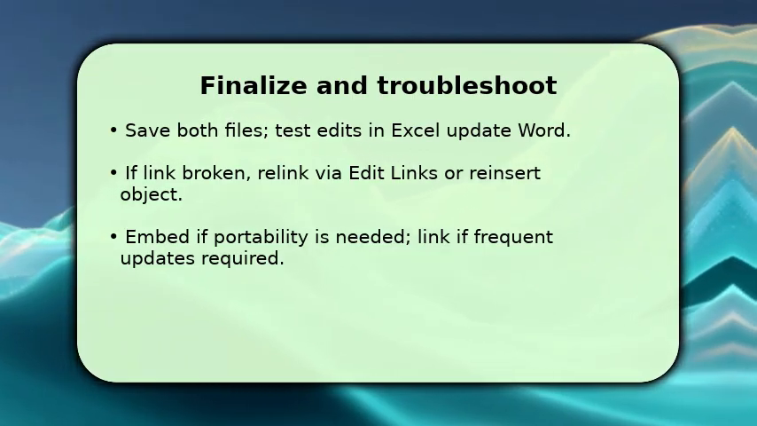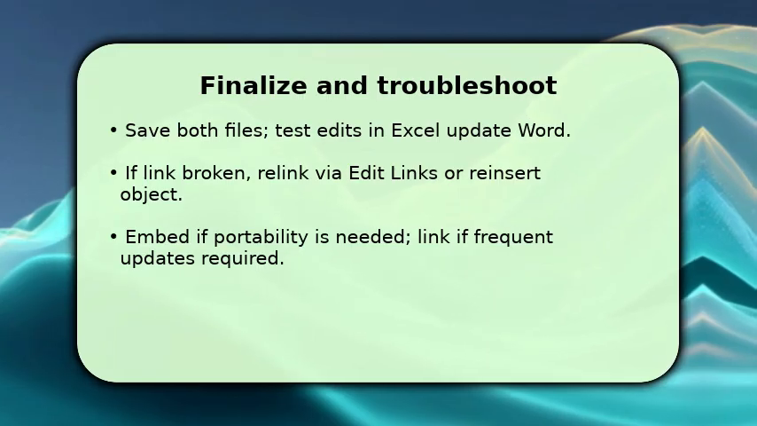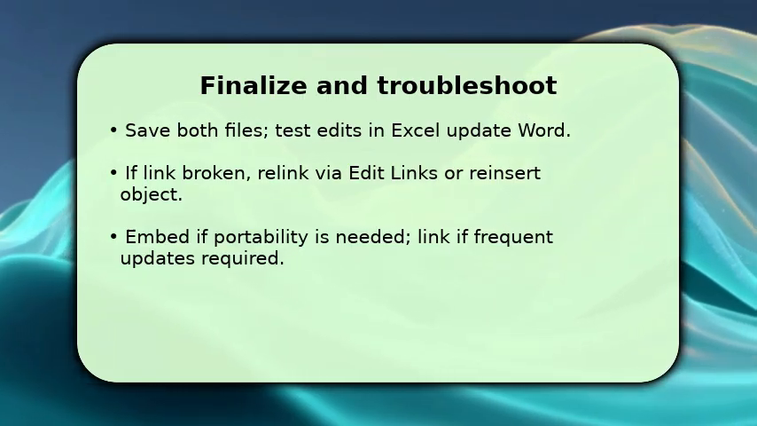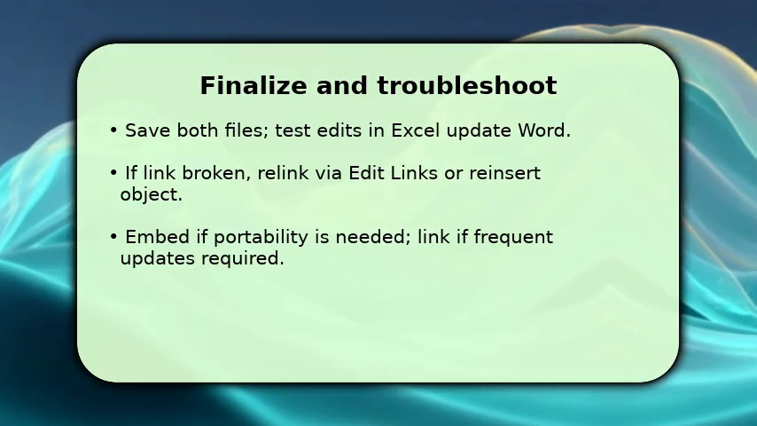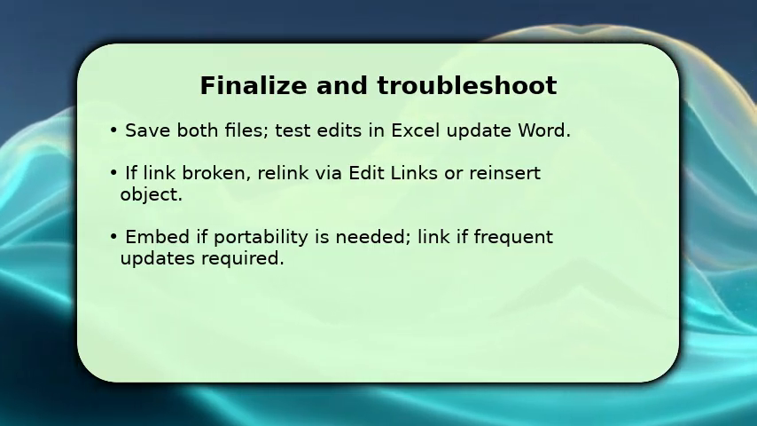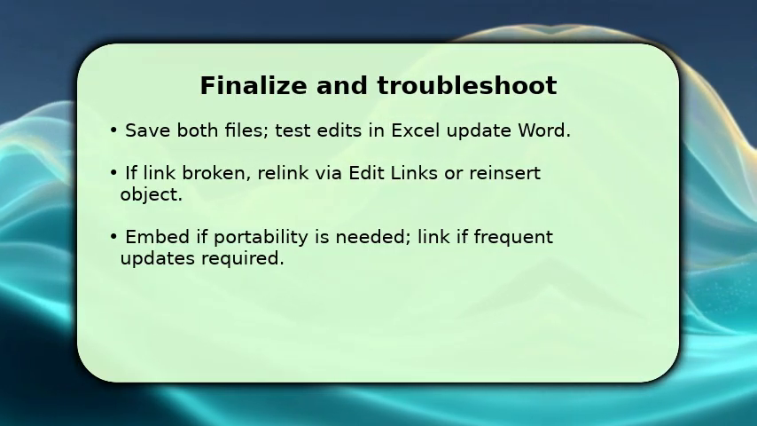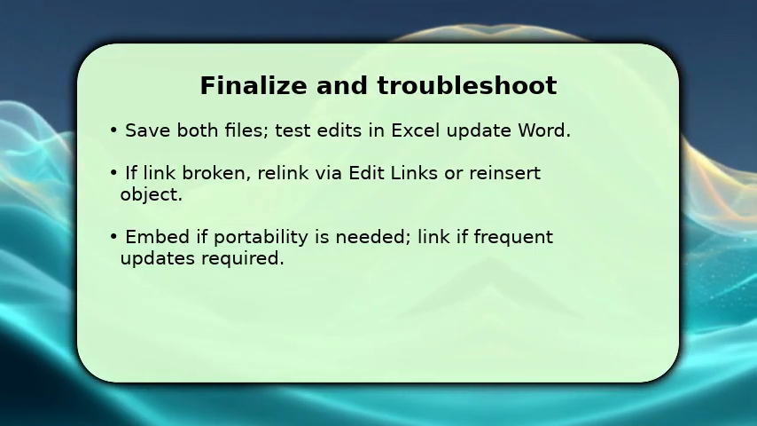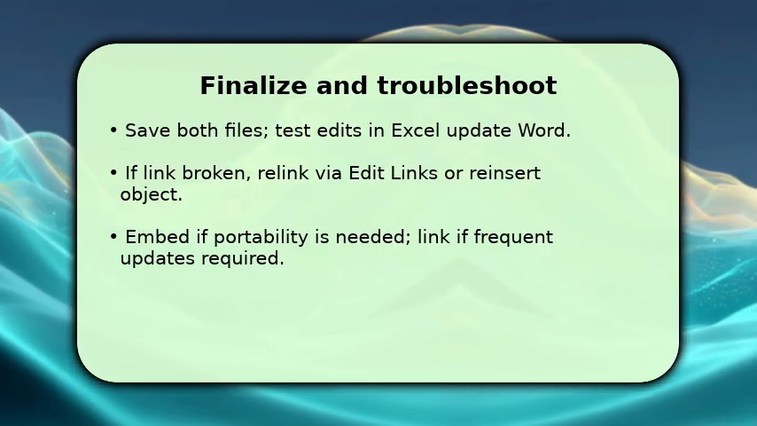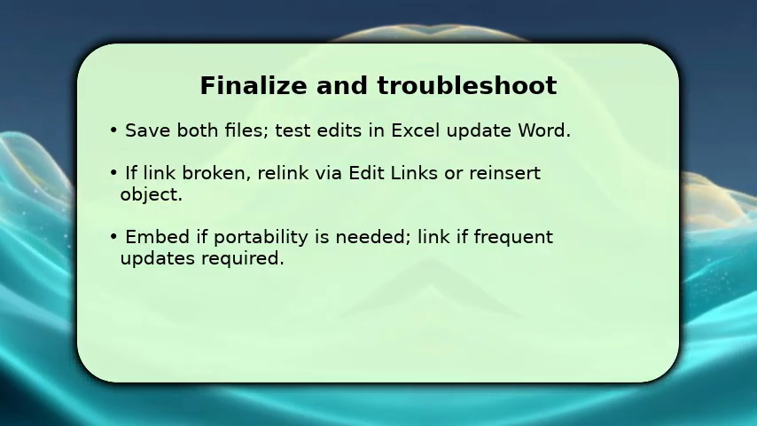If Word shows an error or stale data, use File > Info > Edit Links to Files to repair or update the source. Relink to the correct Excel path if moved. If portability is critical, embed instead of link so recipients don't need the source file. One key tip: keep source file paths stable or use a shared network location to avoid broken links.